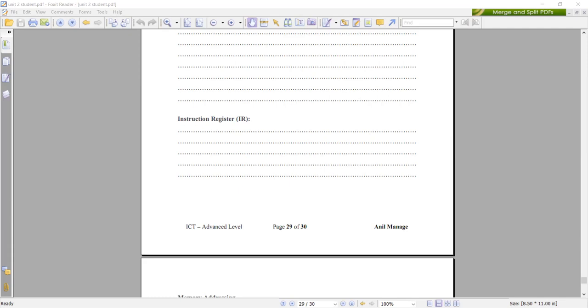As soon as the instruction is placed in IR, the CPU starts executing the instruction and the PC points to the next instruction to be executed.